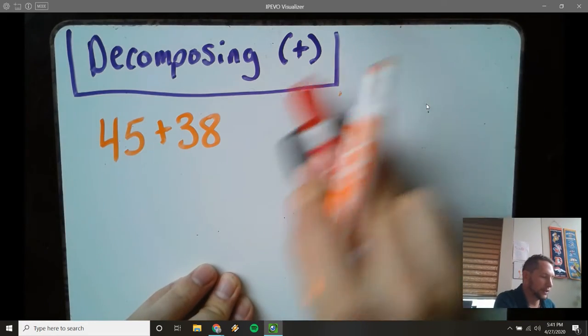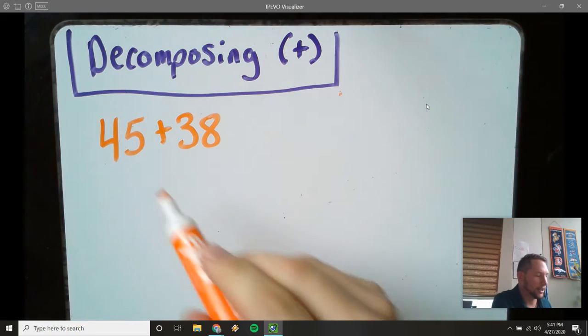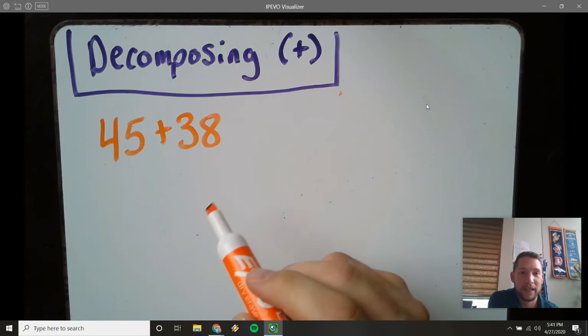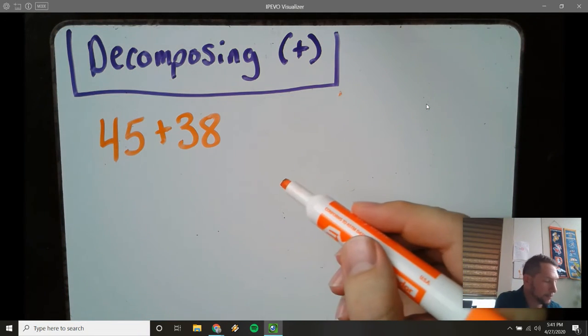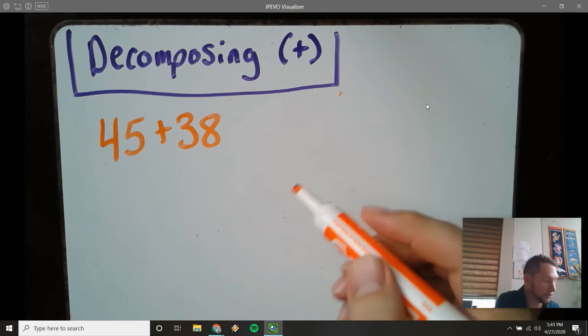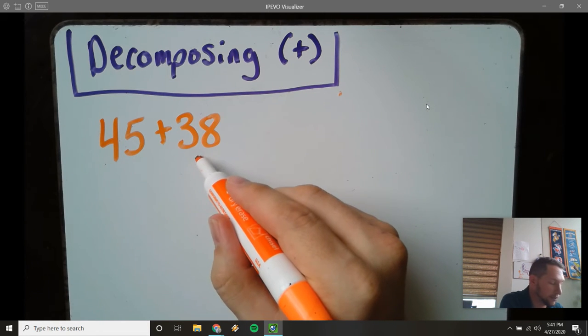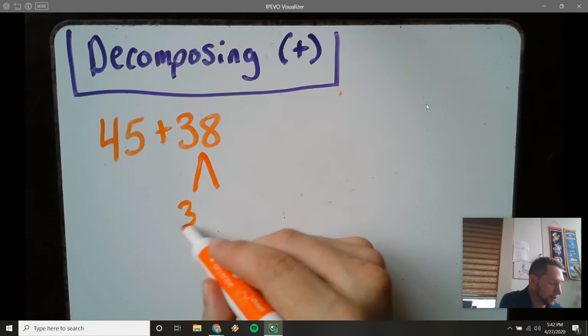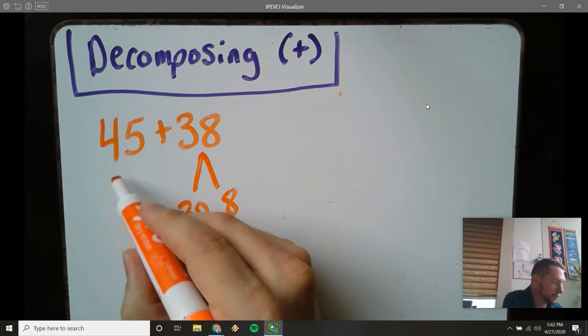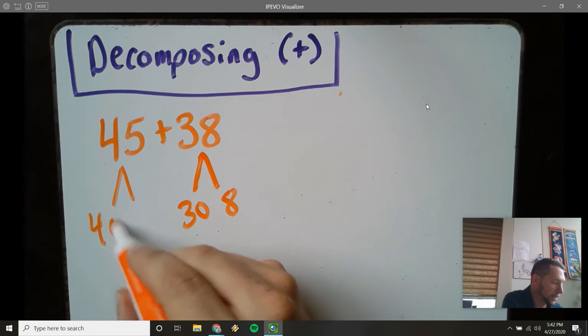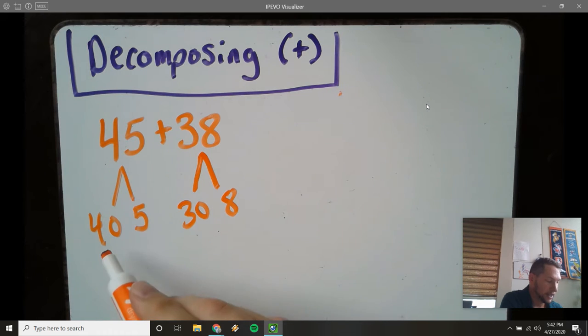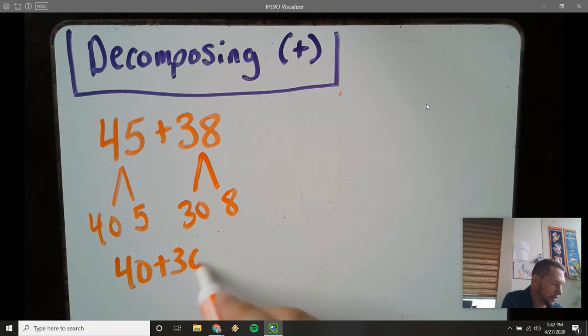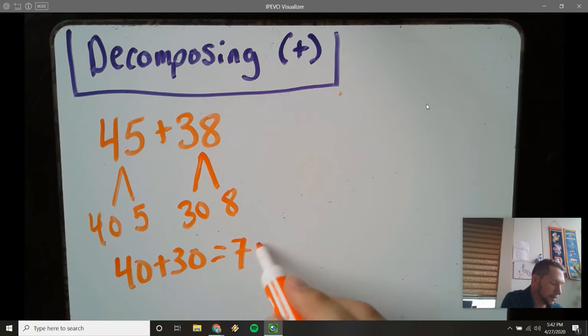So, with decomposing this strategy, doing this number, we can break it up in many ways. I'll give a couple examples. First one is we can break it up into tens and ones. So 38 equals 30 and 8. 45 equals 40 and 5. And then you can add the tens together. We can do 40 plus 30 equals 70.